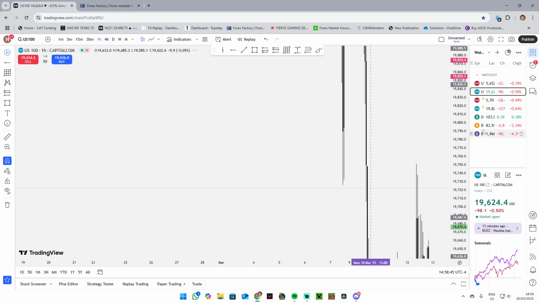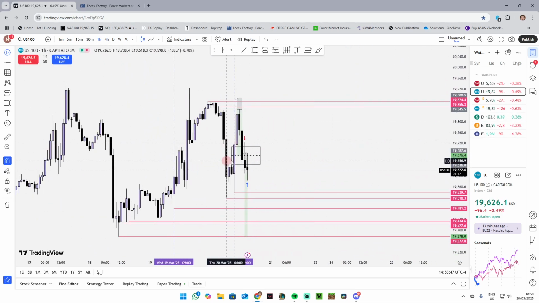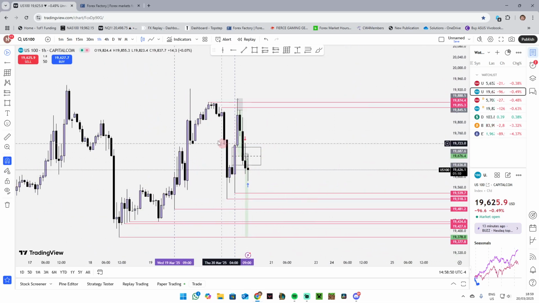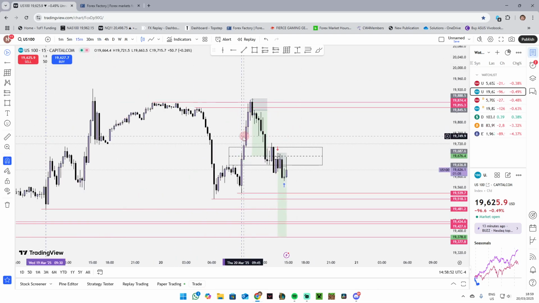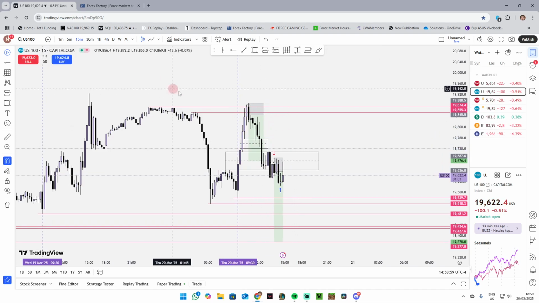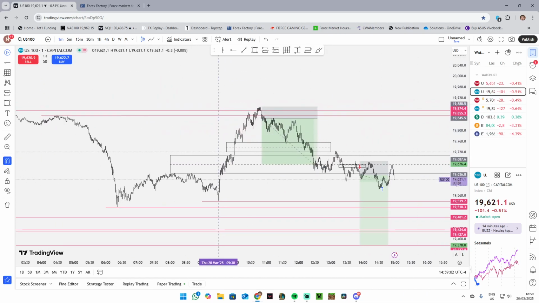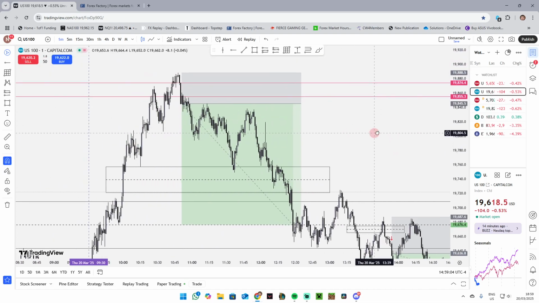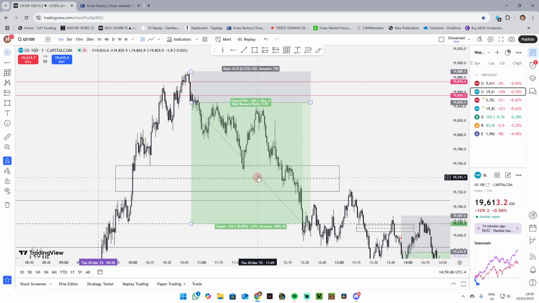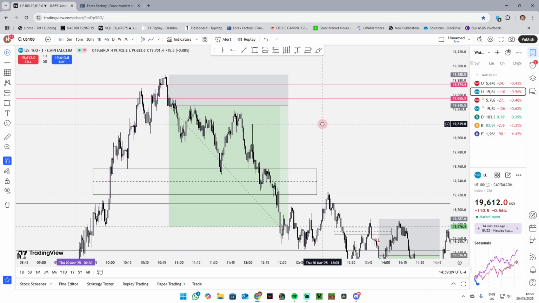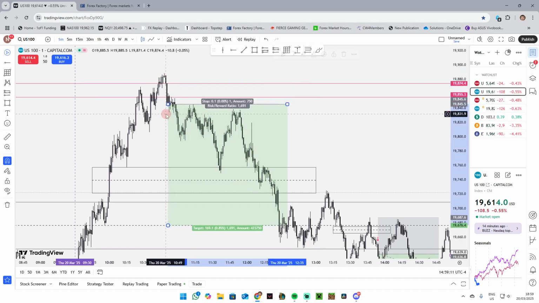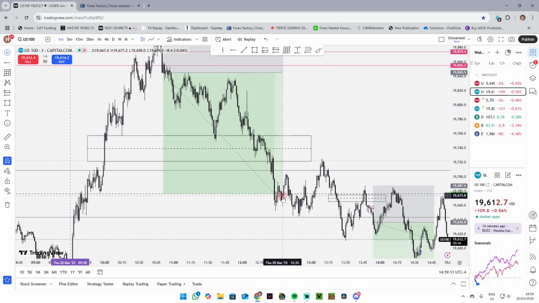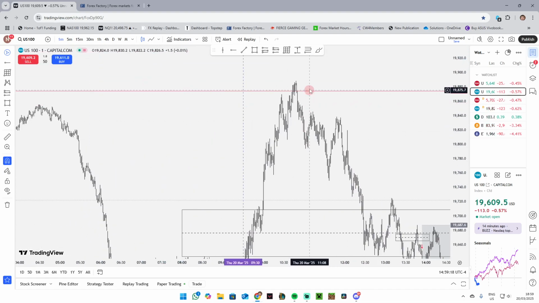Anyways, the target was this unfilled hourly fair value gap for full take profit, and partial on this simple little 15-minute unfilled fair value gap. Take partials. Stops to break even. Top break even. Oh, full take profit. Okay, that's the second trade.